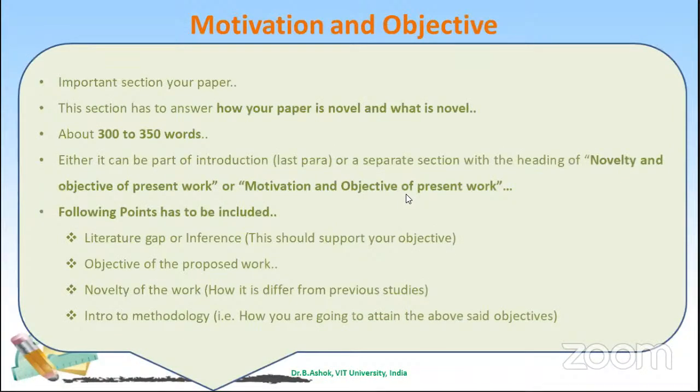And the motivation and objective, as I told you, may be the last paragraph of the introduction or a separate section, which is very, very important. This is your ultimate selling point. This section has to answer how your paper is novel and what is novel, in about 300 to 350 or 400 words. Either it can be part of the introduction or a separate section, like novelty and objective of the present work, or motivation and objective of the present work. The following points have to be included: literature gap, objective, novelty, how it differs from previous studies, a slight introduction about the methodology, and how you are going to attain the set objective. So these are all the questions that need to be answered.